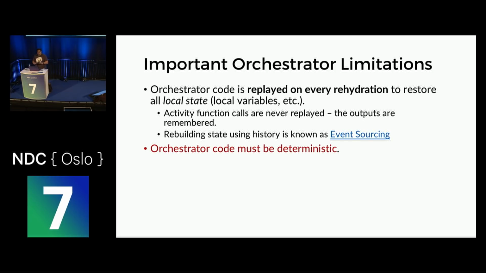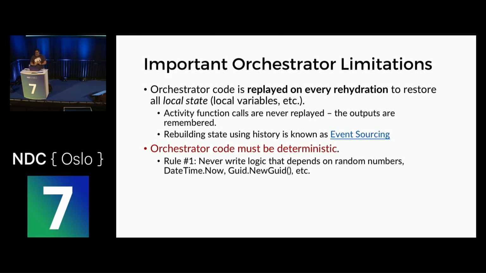because this impacts what your orchestrator can do. It is very important to know that your orchestrator code must be deterministic. You cannot have values in your orchestration that will be different every time it runs. So for example, maybe I have an if condition. I don't want to say if datetime.now equals something, right? Because every time that code gets replayed, the date time is going to be different. Or if I generate a GUID, that GUID is going to be generated differently on every single replay, and it can corrupt my state. So never write logic that depends on random numbers, date time, or GUIDs.